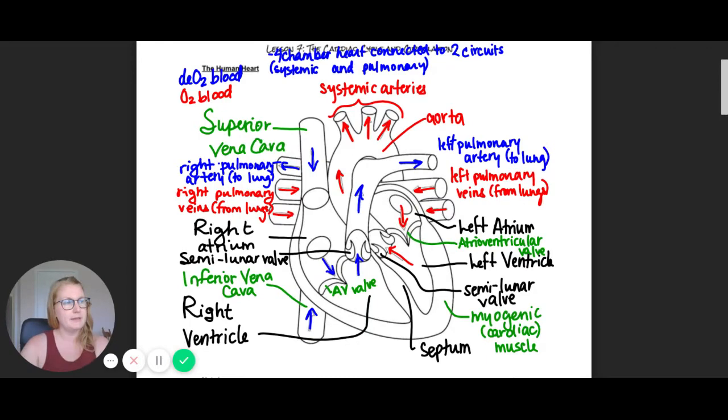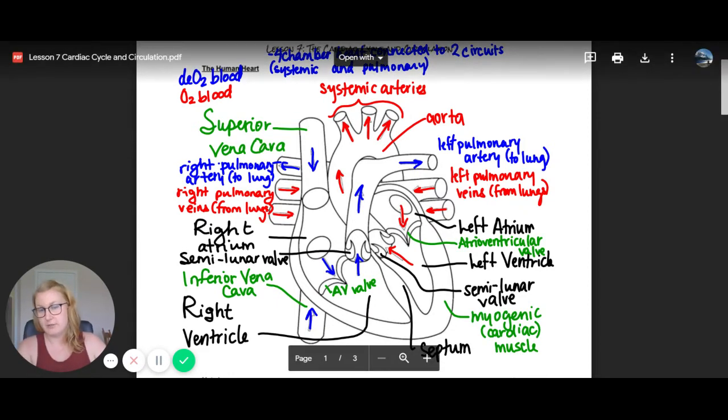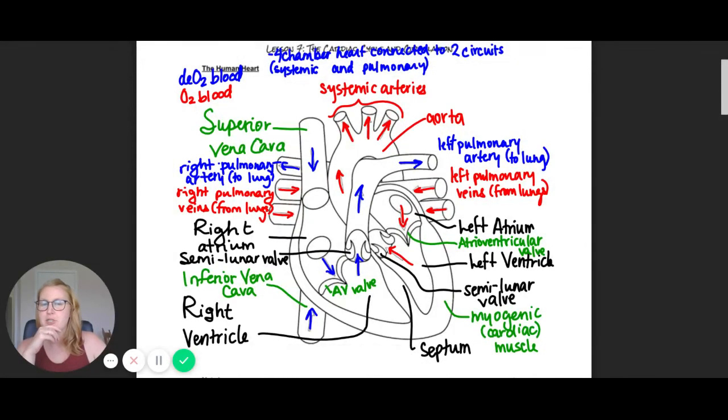So blood has just been at the tissues. It has given its oxygen and accepted carbon dioxide. So when it enters the heart on the right side with these blue arrows through both the superior vena cava and the inferior vena cava, it enters as deoxygenated blood. And the first chamber that it enters into is right here called the right atrium. Right atrium is sort of like a holding chamber.